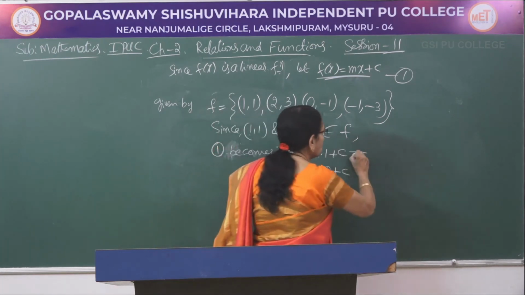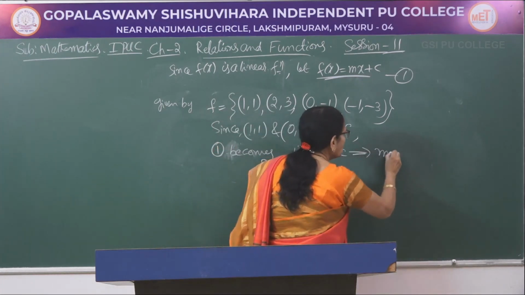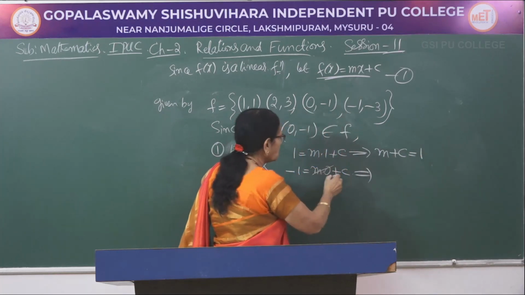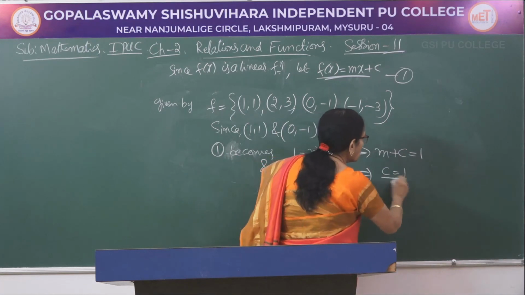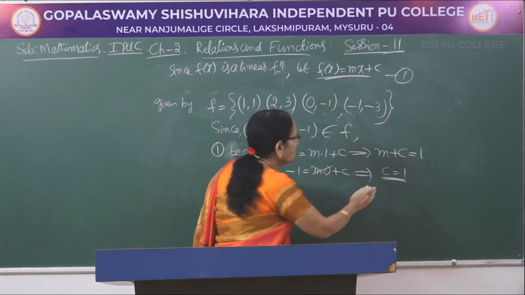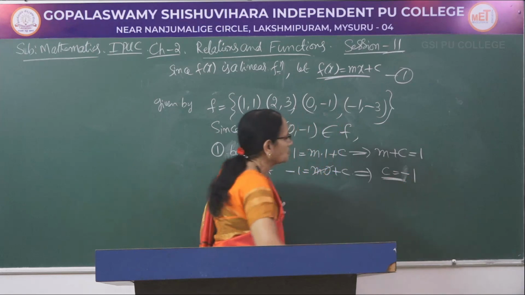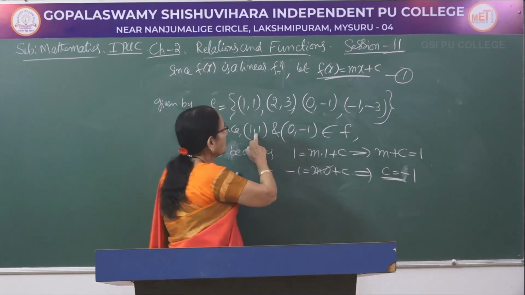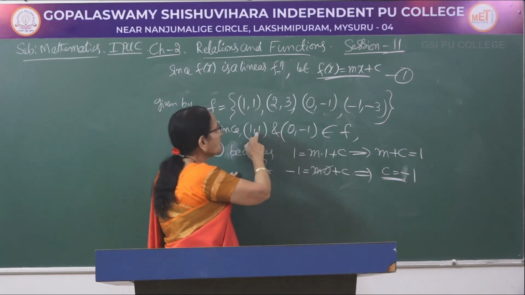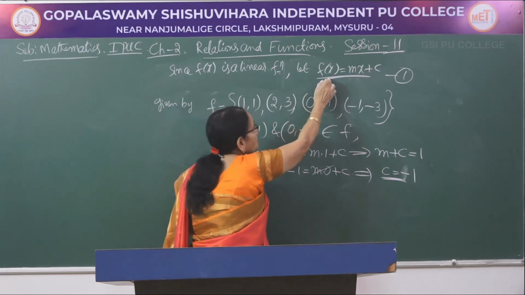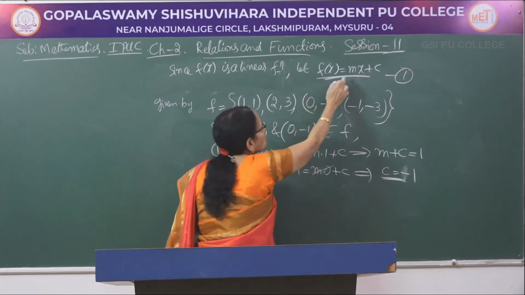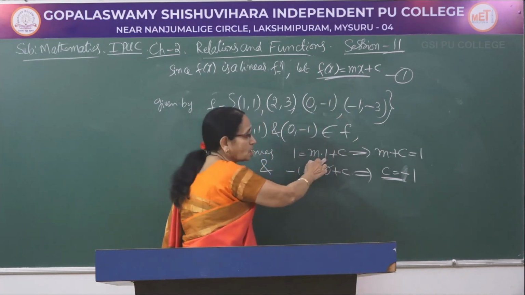How do you write this? It can be written as m plus c equal to 1, and 0 into anything becomes 0, so c is equal to minus 1. Using this one, 1 comma 1 means 1 is the image of 1, f of x is the image, and x is an element belonging to the domain. So, 1 is equal to m into 1 plus c, that is what I have written.